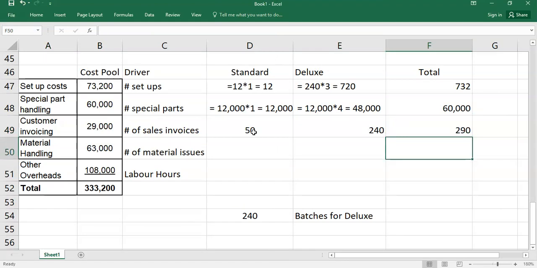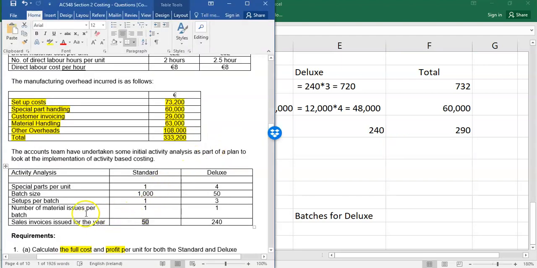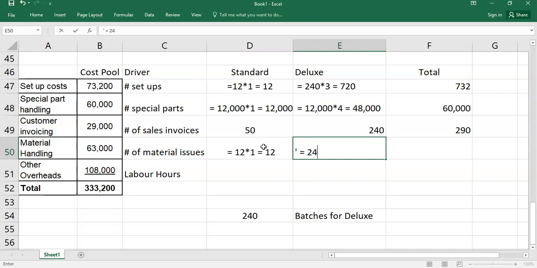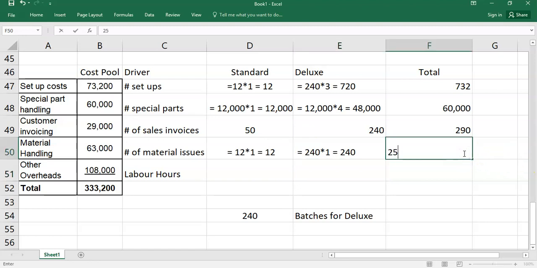That's fine. Number of material issues, 1 per batch for each one. And we know there's 12 batches here. So 12 times 1 is 12. And we know there's 240 batches here. 240 times 1 is 240. So there's 1 material issue for each batch of standard, 1 material issue for each batch of deluxe. But we know they have different batch sizes. That means they have different numbers of batches. So the total there is 252.